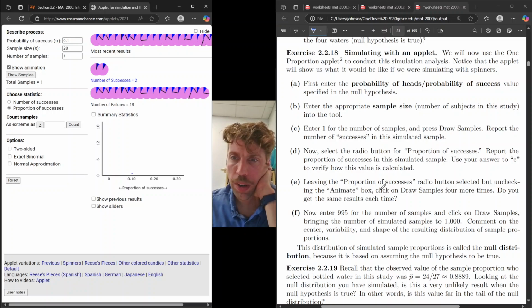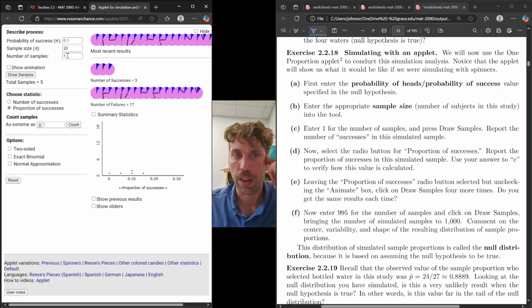Now, leaving the proportion of successes radio button selected, but unchecking animate. Click on draw samples 4 more times. Okay, so 1, 2, 3, 4. Do you get the same result each time? You shouldn't. You should get different results each time. Some of them might be repeats, like I got a repeat there. But you probably should get different results.